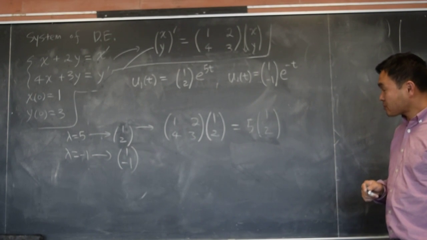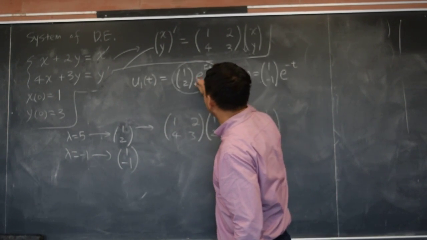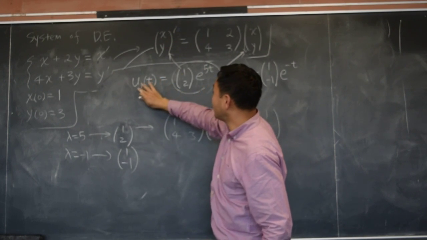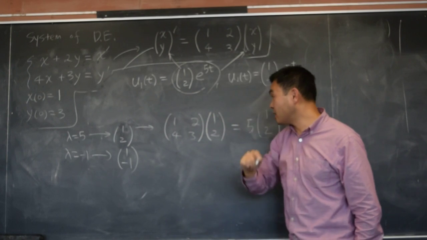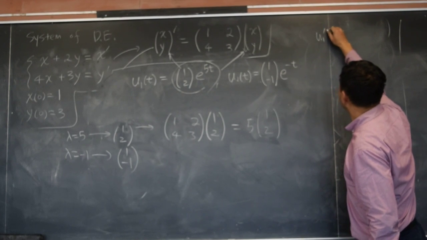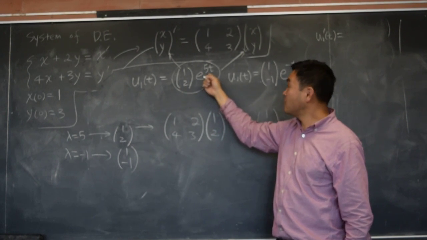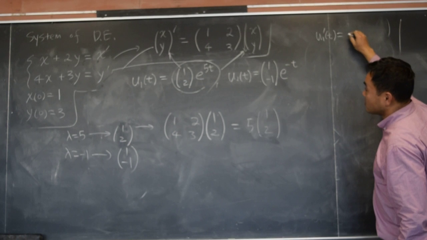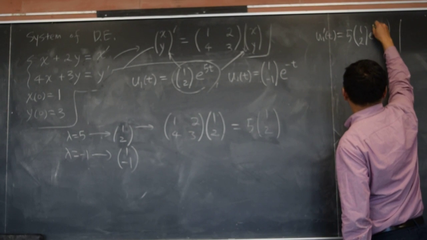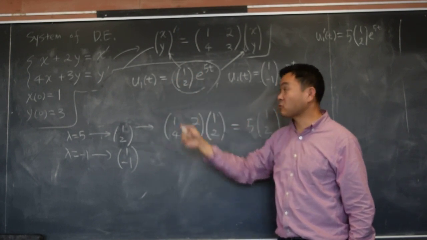And then think about what would happen if you plug this into the left side and the right side. Instead of (x, y), I'm setting u1 as this entire thing. So let's see what that gives us. First, what is u1 prime of t? If you differentiate this, you get 5 times (1, 2) e to the 5t. This is not a fraction, this is just 5 times (1, 2) e to the 5t. Is that right? Yes, because for e to the 5t, if you differentiate, 5 comes to the front.